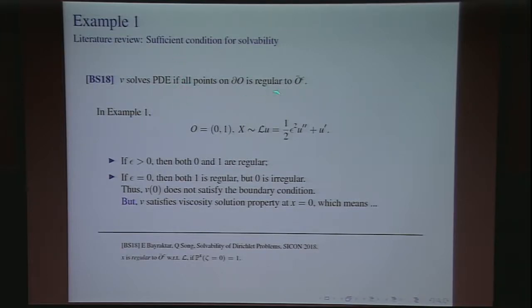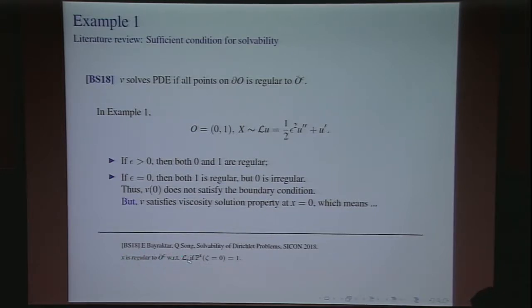if the following condition holds: all points at the boundary are regular to the outside. Then you may ask, what do you mean by regularity of the point? Regularity, I will explain, but simply speaking, regularity means if you run the diffusion from the boundary, it immediately goes out. Then this is regular. Otherwise, it's irregular.